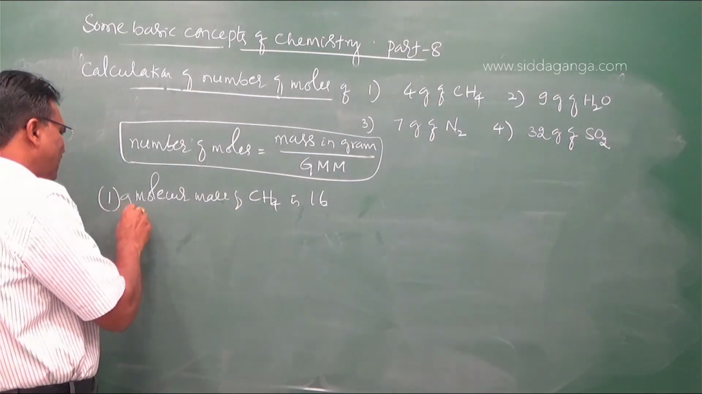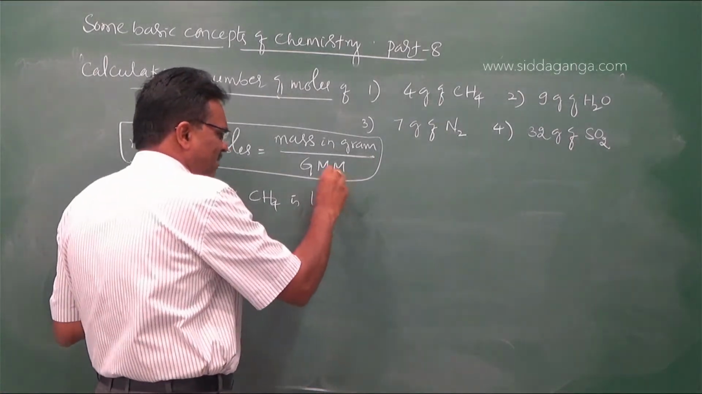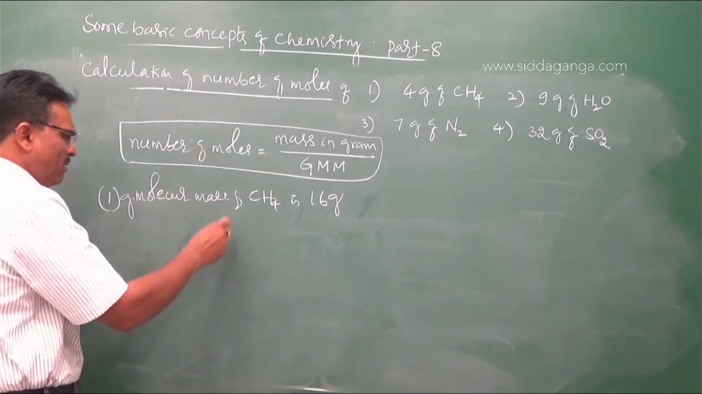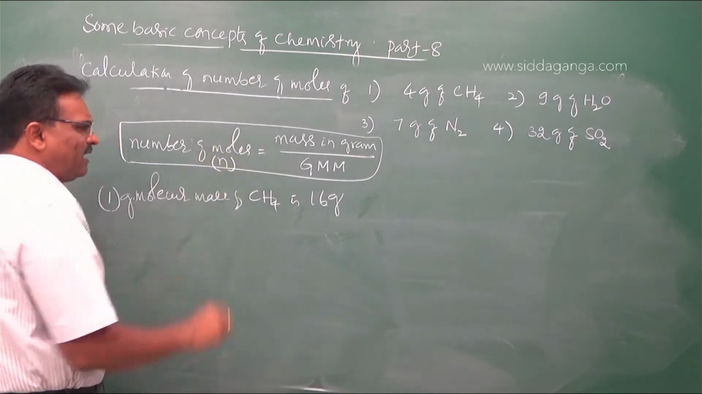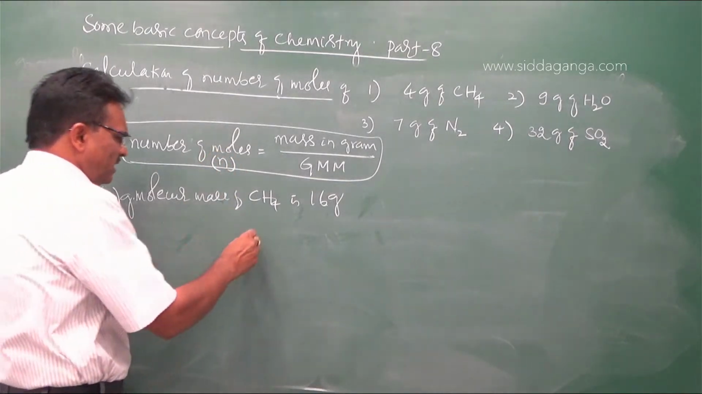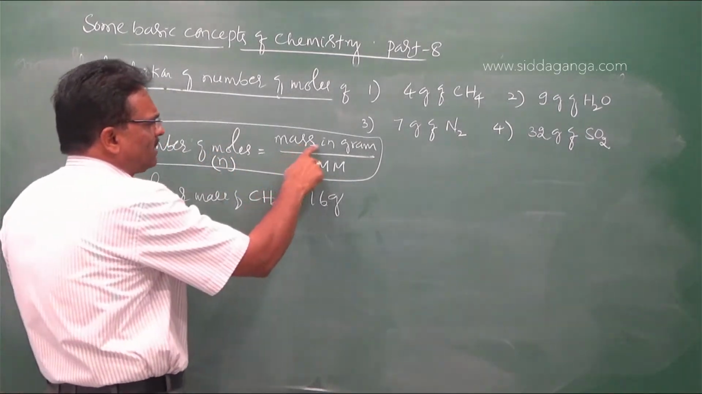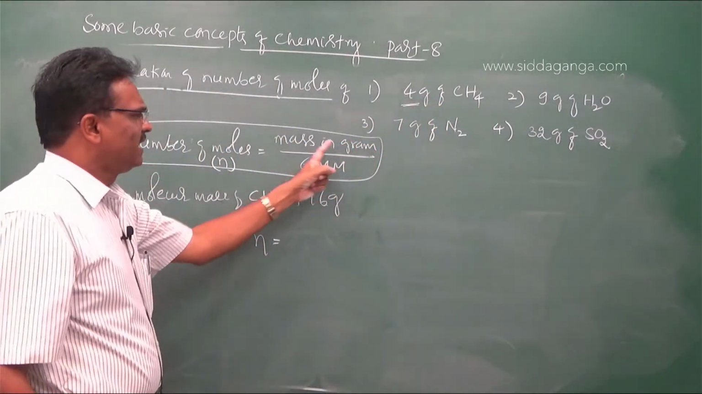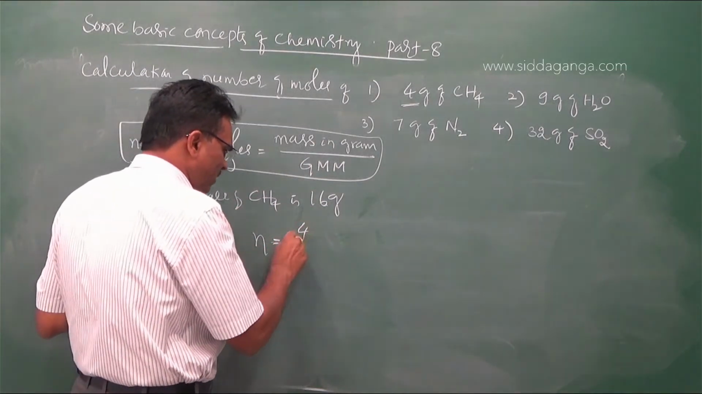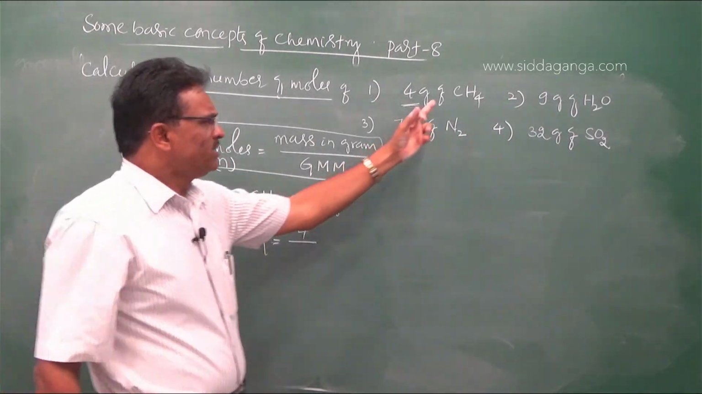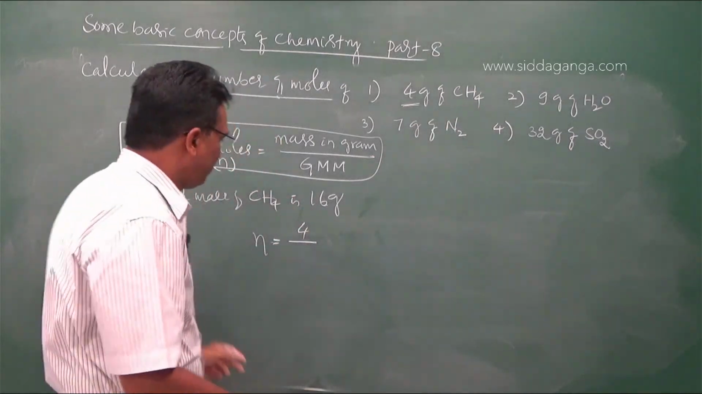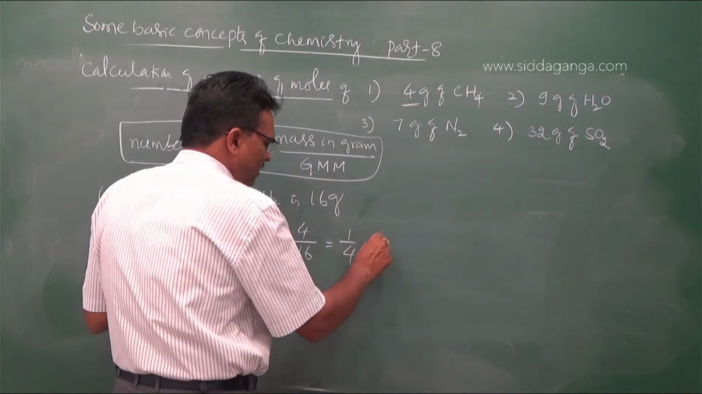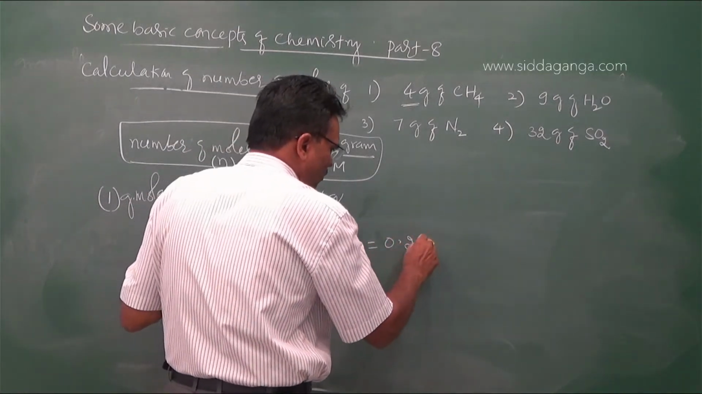So gram molecular mass is 16 gram. Clear? Then number of moles, it is nothing but N. So N is equal to mass in gram given, which is 4 gram, divided by the molecular mass of methane, 16. 4 by 16 is equal to 1 by 4, which is equal to 0.25 mole.